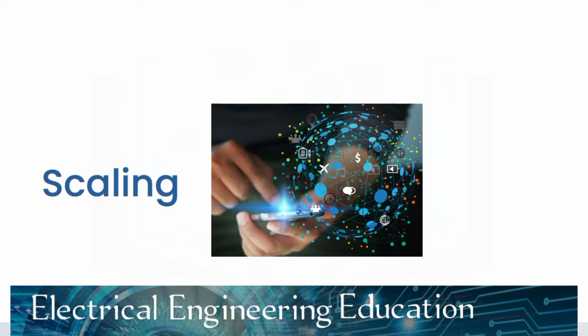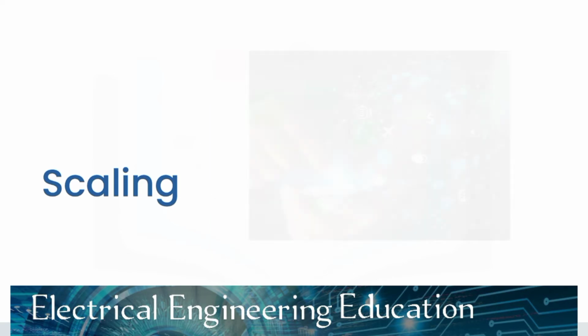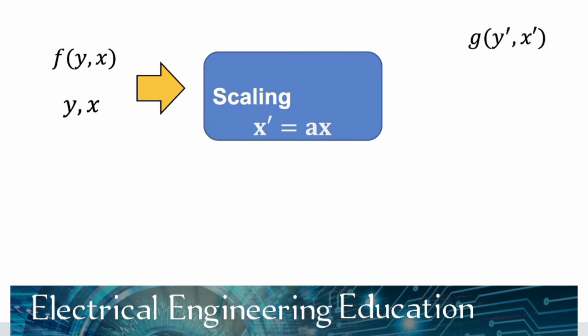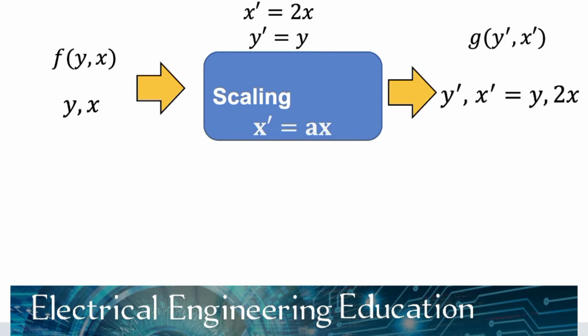Scaling is where we reshape the image. We can shrink or expand the image in the horizontal and/or vertical direction, shrinking the image or making the image larger. We can scale the image along the x-axis. Let us use a to represent the scaling factor. We can scale the image by 2: g of y and 2x is equal to f of y and x. Hence, the values of the image g will look stretched relative to image f.